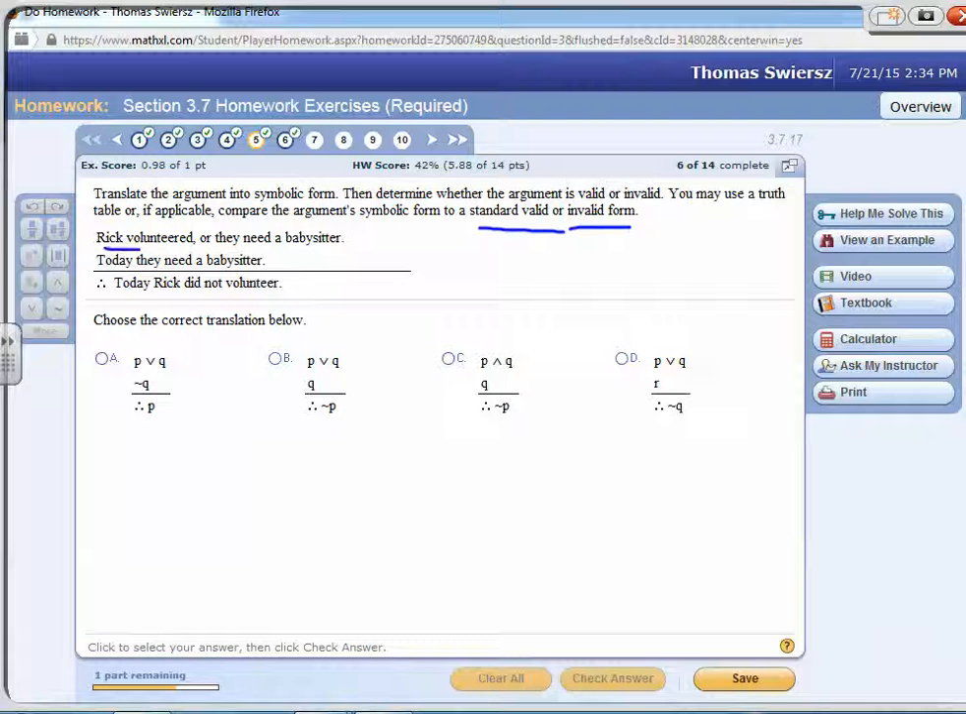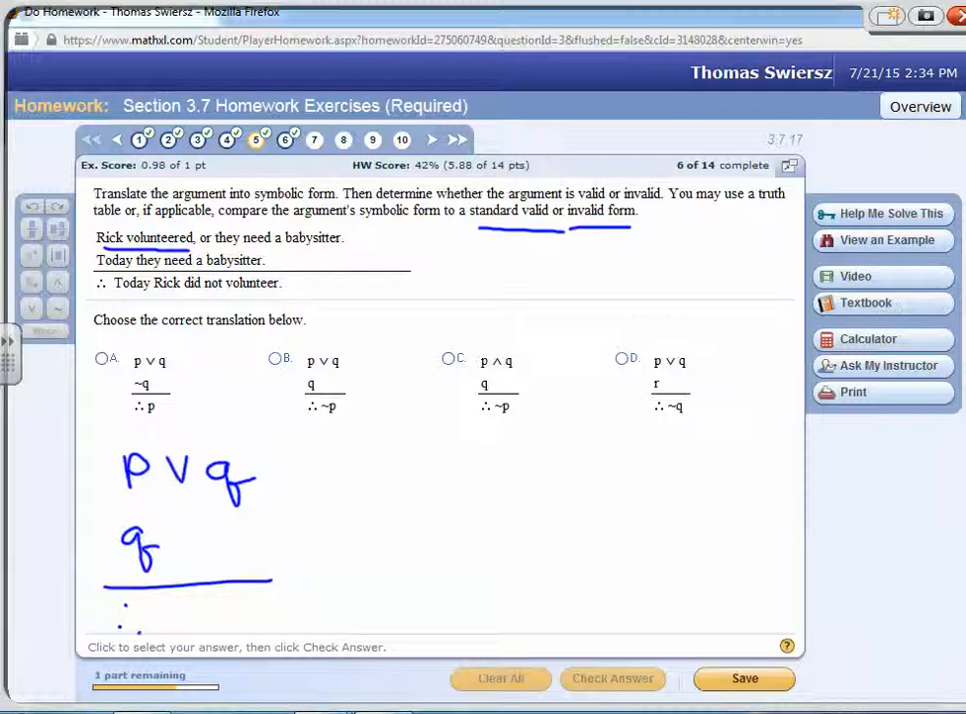Okay, Rick volunteered. Again, they don't say which is P and Q, so I guess it starts out with a P, so we'll just say Rick volunteered is P. And again, you really don't need the comma. It's just the word or means it's a disjunction. So we've got the symbol for disjunction, or they need a babysitter, which we'll assume will be the other statement, Q. All right, today they need a babysitter, which is the exact same statement, Q.